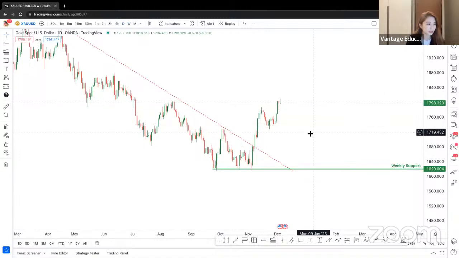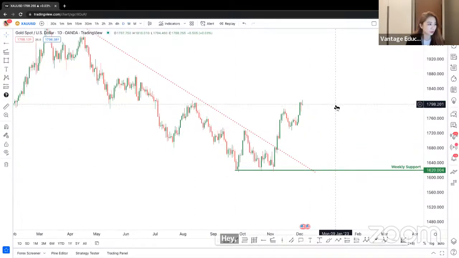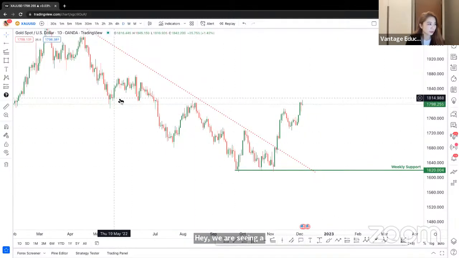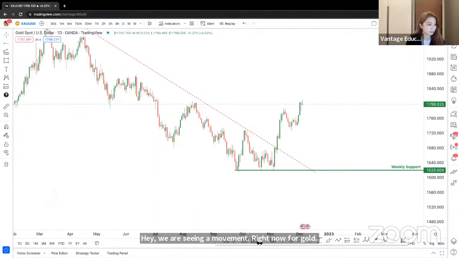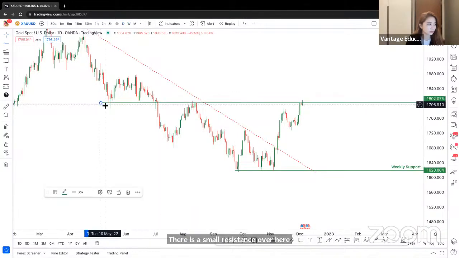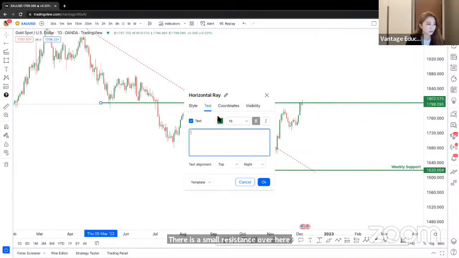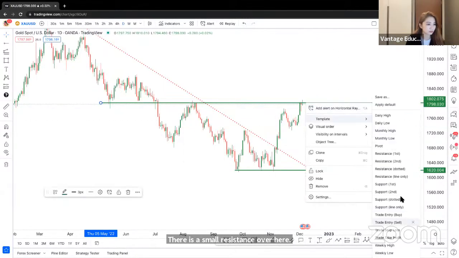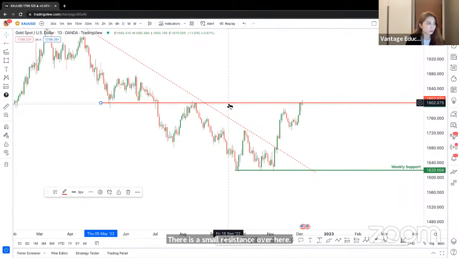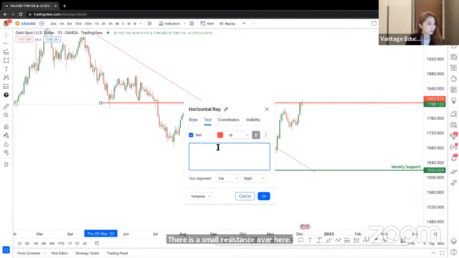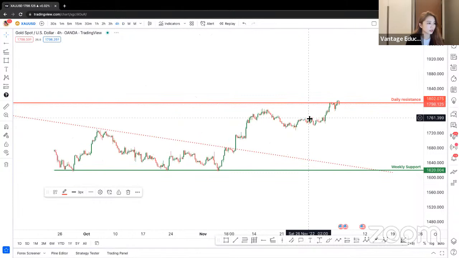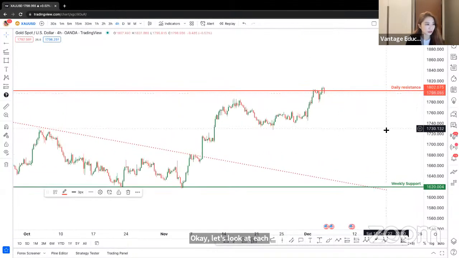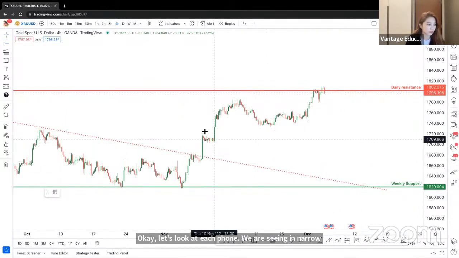Okay, and we are seeing an upward movement right now for gold. There is a small resistance over here. Okay, let's look at H4. We are seeing a nearer support over here.